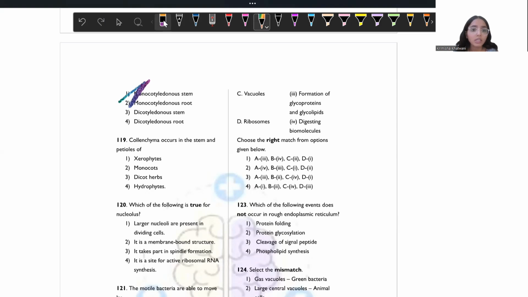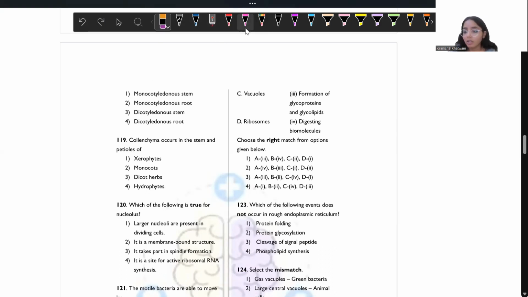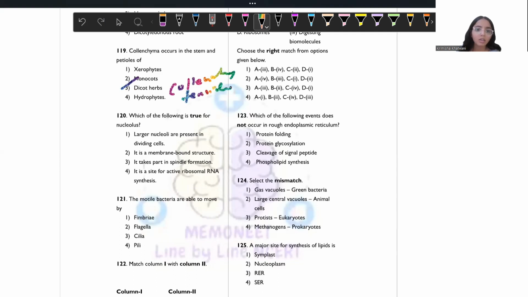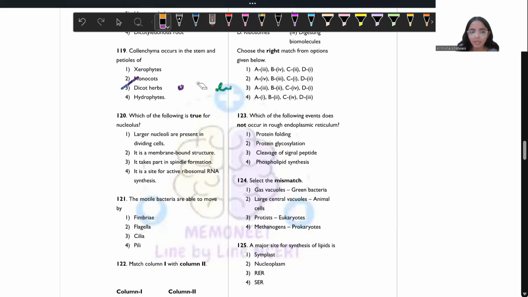Now next question says, collenchyma occurs in stems and petioles of dicot herbs. Answer to this question is dicot herbs. Collenchyma provides tensile strength to the plant. Understood? It provides tensile strength to the plant and it is hygroscopic, has high water retaining capacity. Understood? So this is about collenchyma.